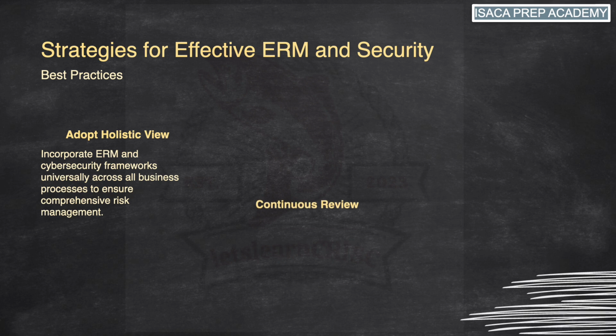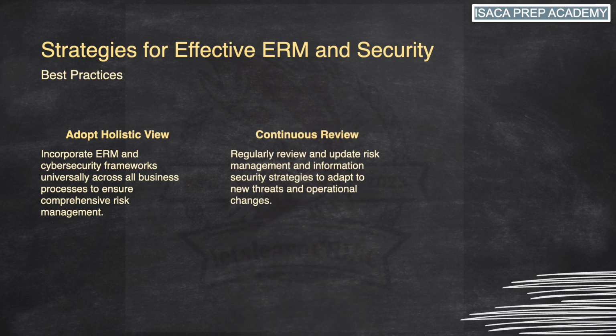Moving next is about the continuous review. Friends, continuously reviewing and updating the risk management and information security strategies is crucial for organizations to adapt to new threats and operational changes effectively. This process involves regularly assessing the effectiveness of existing strategies, identifying emerging risks, and making necessary adjustments to mitigate those risks.